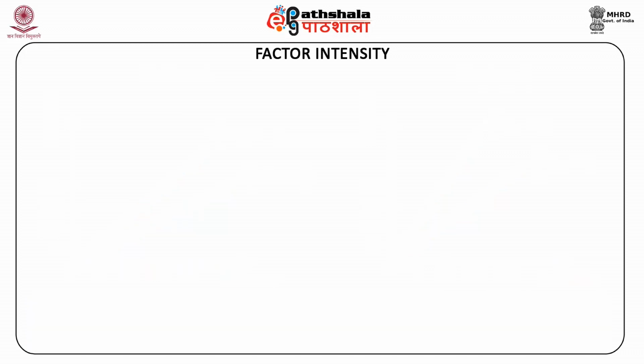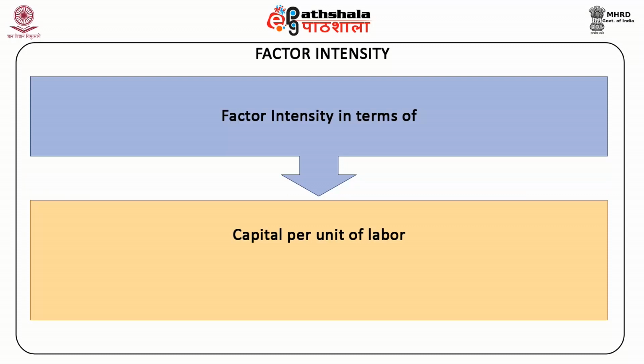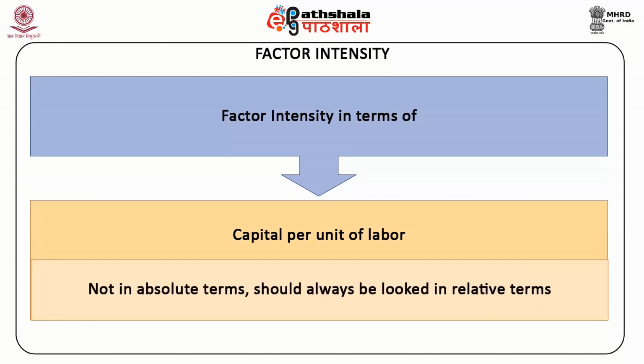While talking about factor intensity, we always talk in terms of capital per unit of labor and not in absolute terms. Even though in the above example, the absolute amount of capital used is also higher in the production of commodity Y than in commodity X, the factor intensity should always be looked upon in relative terms.